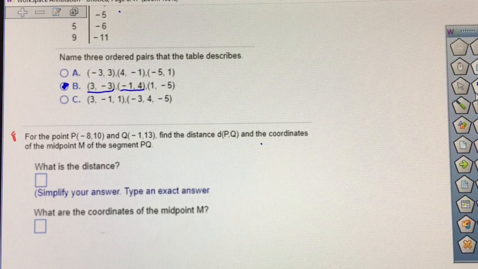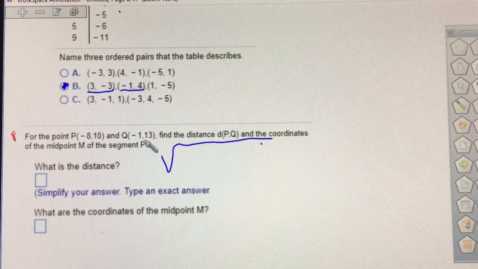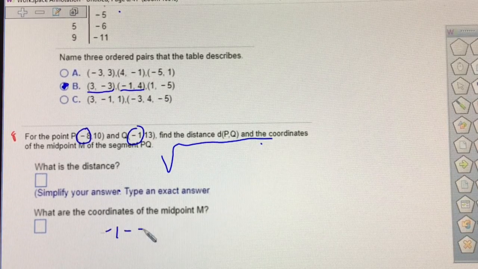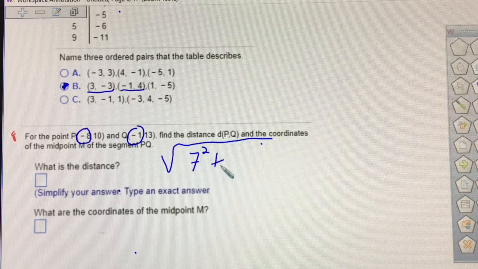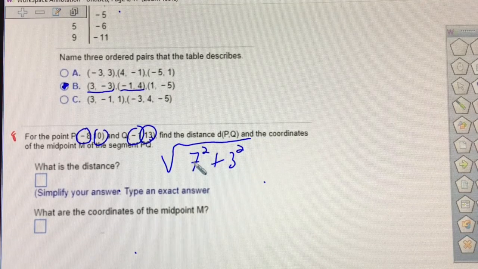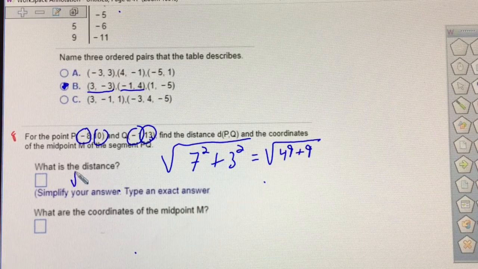So square root of 13, square root of negative 1 minus negative 8. Negative 1 minus negative 8 is 8 minus 1, which is 7, and I square that. Then I add 13 minus 10, which is 3, and square that. So when I figure this out, that's going to be 49 plus 9, the square root of 49 plus 9, or the square root of 58. No decimal, it wants the exact answer.